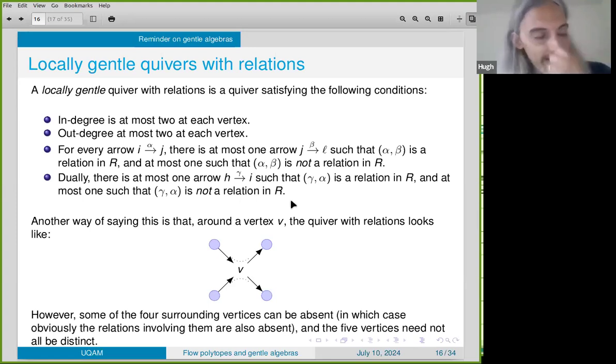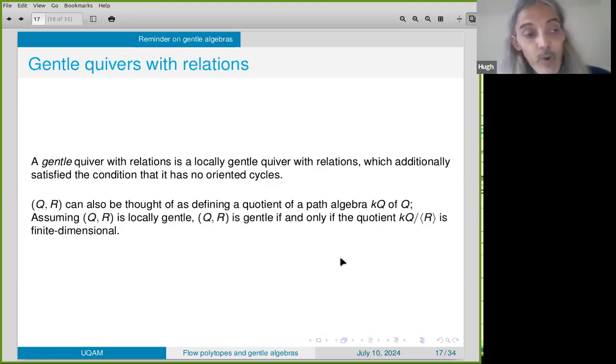So, that takes a little bit of getting used to, but what it means roughly is that around any vertex V, the quiver looks like this. There's at most 2 arrows coming in, there's at most 2 arrows going out, there's a relation here and a relation here, and then it turns out we can take this picture and we can remove some vertices if we like, we can identify some vertices if we like, but basically what it means is that locally the picture looks like this. And so that was locally gentle.